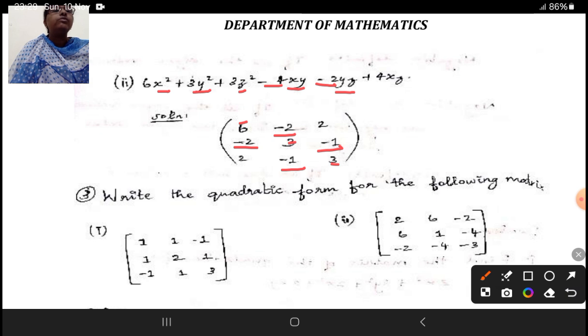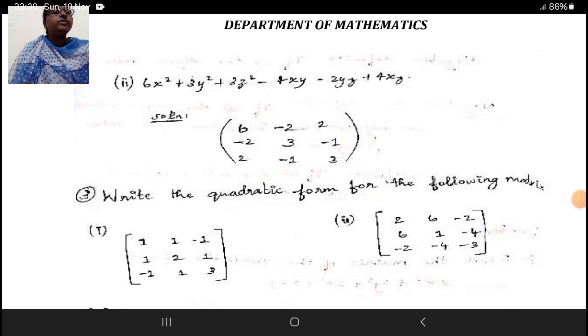Our next value is xz. The xz coefficient is 4, and 4 divided by 2 is 2. That value we write in the xz and zx positions. So easily we can write these two positions. This way we got the matrix form from the quadratic form.